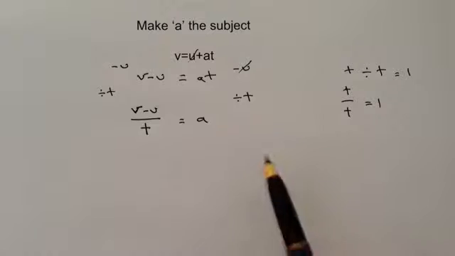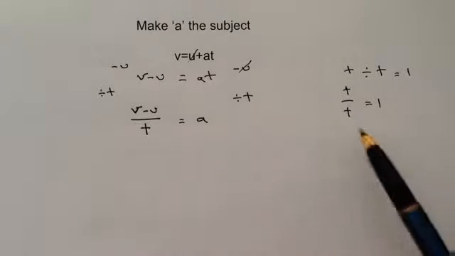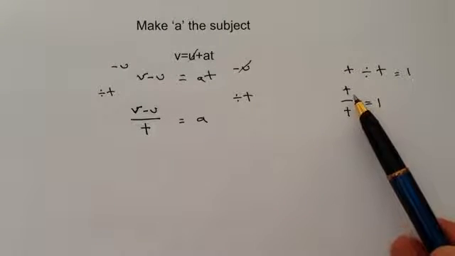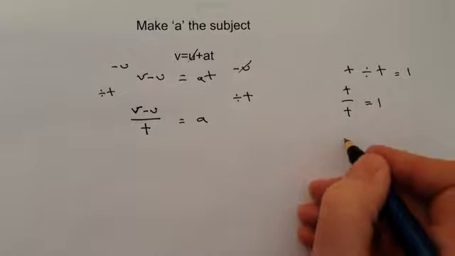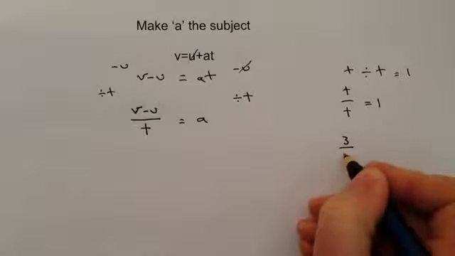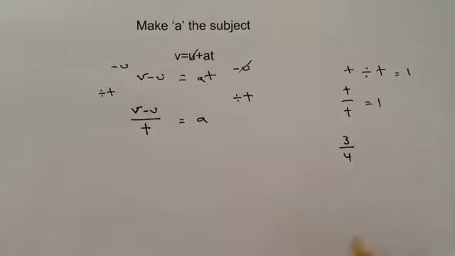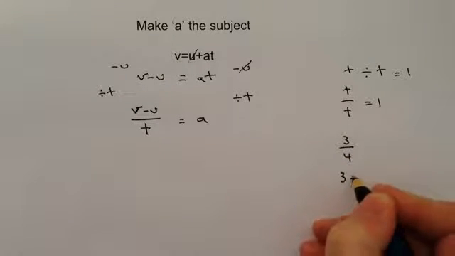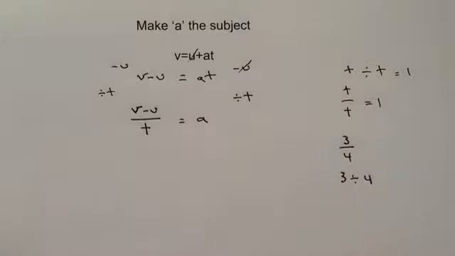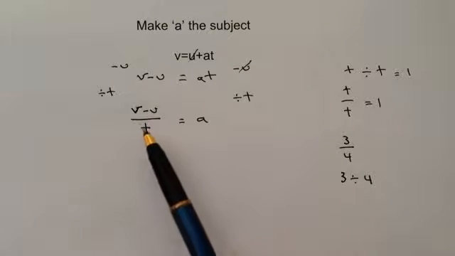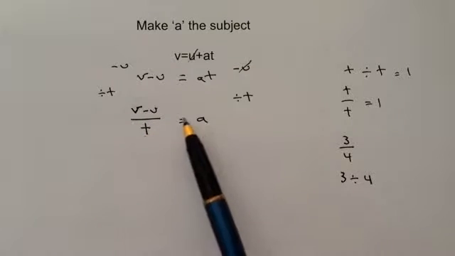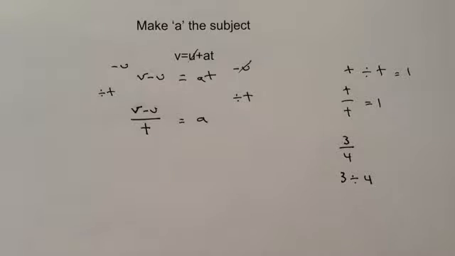Now remember that the division sign really also means fraction sign. This is T divided by T in much the same way that if I write 3 over 4, it's also exactly the same as saying 3 divided by 4. They're very much interchangeable. I hope that's okay for you. So V minus U divided by T is going to be equal to A.